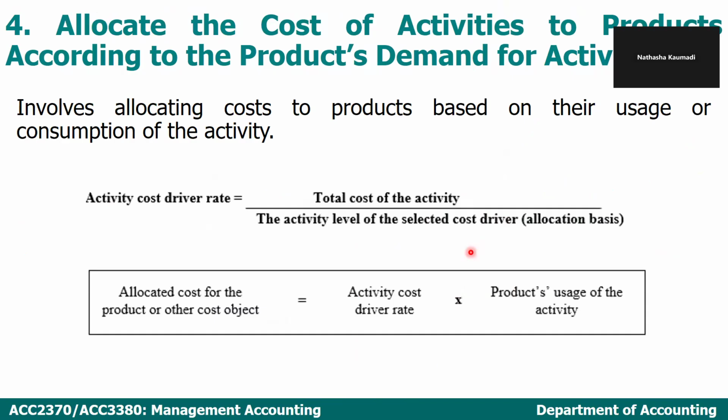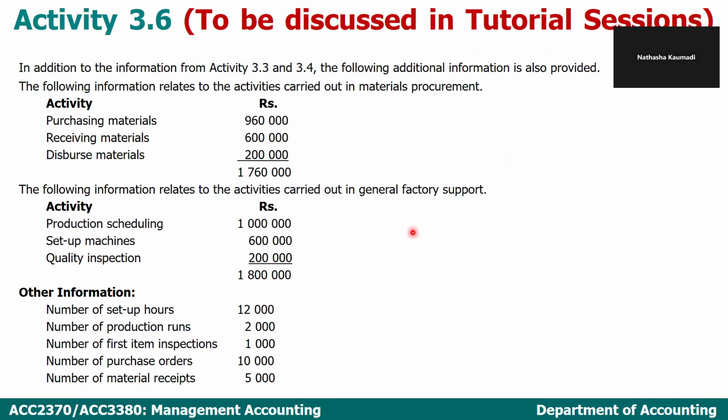This is how you calculate the activity cost driver rate. You have discussed that as well. You take the total cost of that activity and divide it by the allocation base, which is the activity level of the selected cost driver. That means if we take the cost of quality inspection as the total cost of the activity, and divide it by the number of quality inspections, you get the cost per inspection, right? That is the activity cost driver rate. That is how you calculate the formula. Right. Now you have a basic understanding.